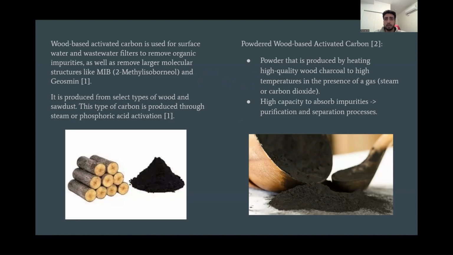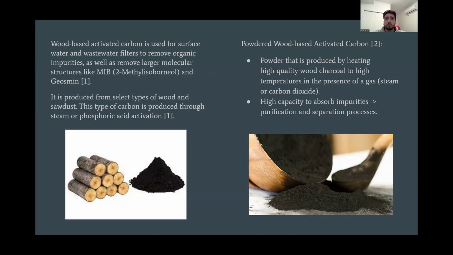Activated carbon derived from wood is utilized in surface water and wastewater filtration systems to eliminate organic contaminants, including larger molecules such as MIB and geosmin. It is manufactured from specific varieties of wood and sawdust, typically through either steam or phosphoric acid activation processes.